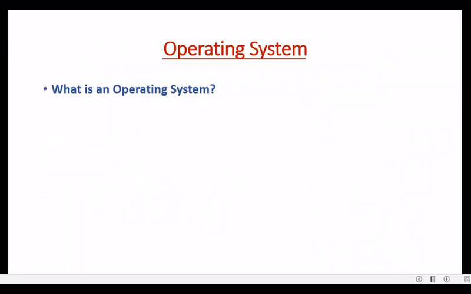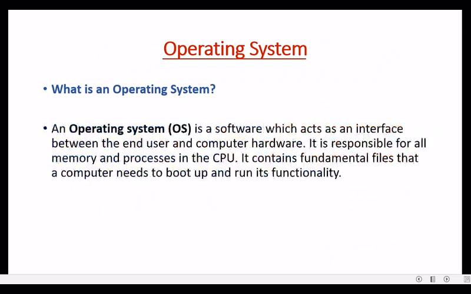Now the next question is, what is an operating system? Just now I told you that an operating system is a software. You can also say that it is a system software which acts as an interface between the end user and computer hardware. A few moments before, I told you that it acts as an intermediate. It creates a communication, and this communication is called an interface. It acts as an interface between the end user, the person who works on a computer, and the computer hardware, which you know well.